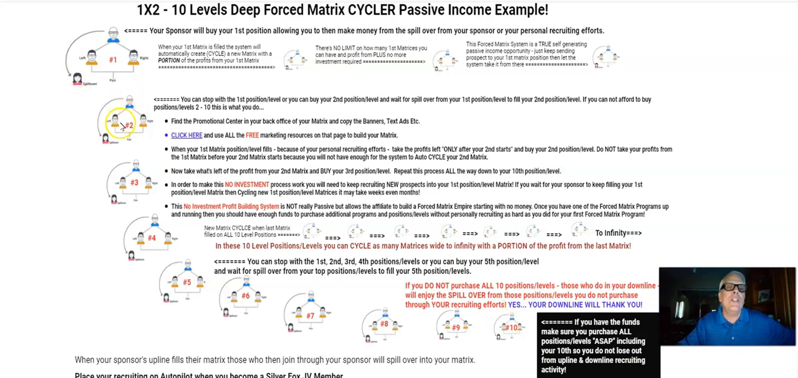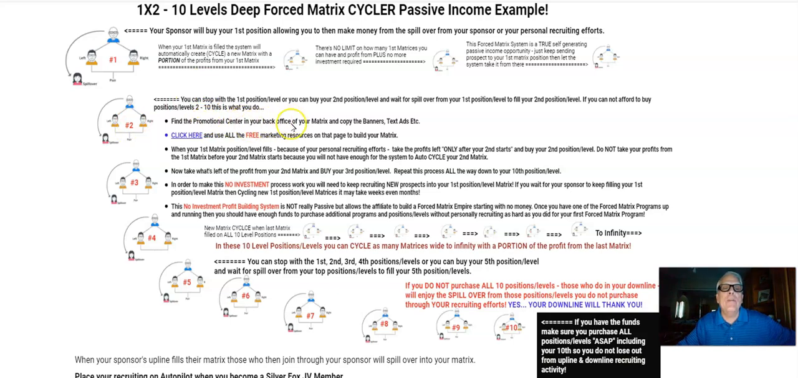So this is your second level. You can stop with the first position or level, or you can buy your second position level and wait for spillover from your first position level to fill your second position level. In this case, this is a 1x2. It's very simple, very quick, very fast. So when you get 3 people in here, actually you're number 1, you get 2 more people in here, it'll spill over to your second level.